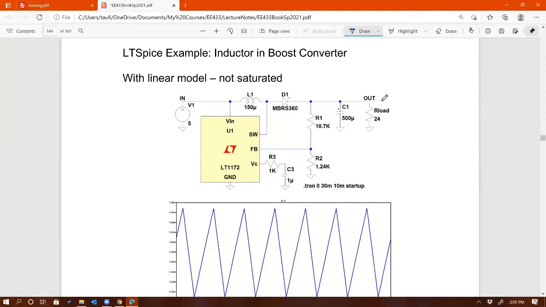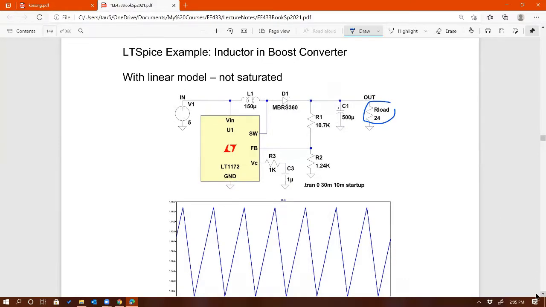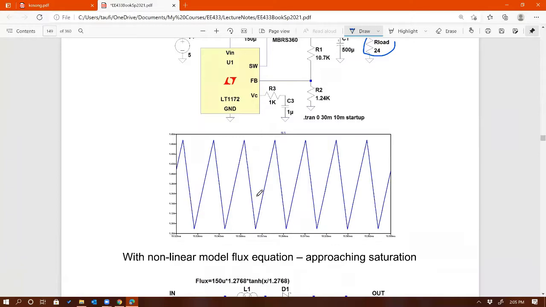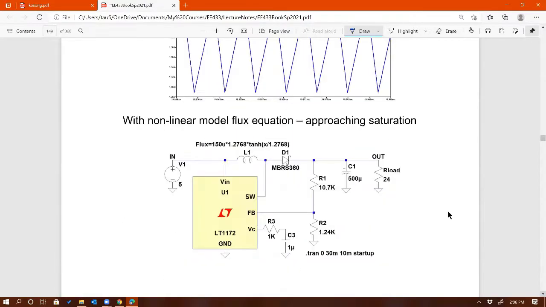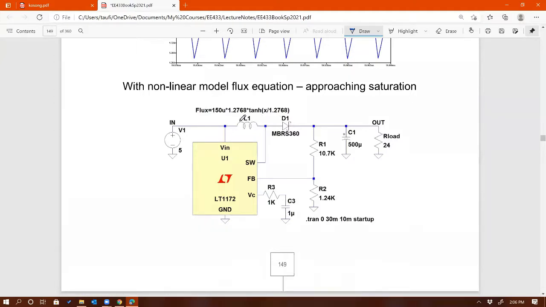So for this example with this load right here, right, you can see that the inductor current looks like a triangular waveform, as I discussed last time, right? Inductor charges, discharges, right? Charges, discharges, right? So triangle. Okay, so that's what we usually have. And then I am changing the model now to the first model, the flux model. So rather than putting, what did I put earlier?